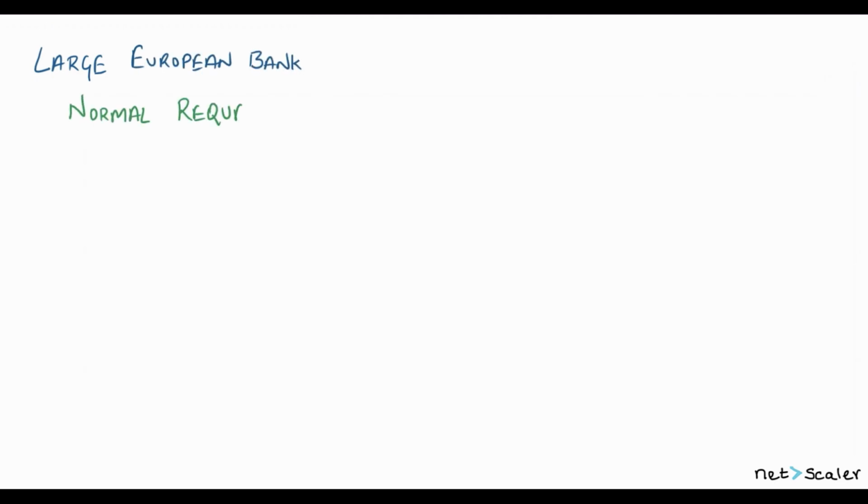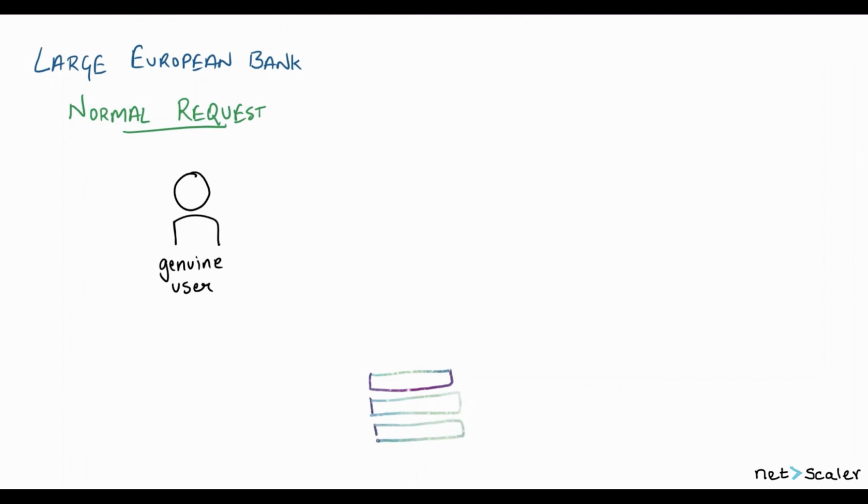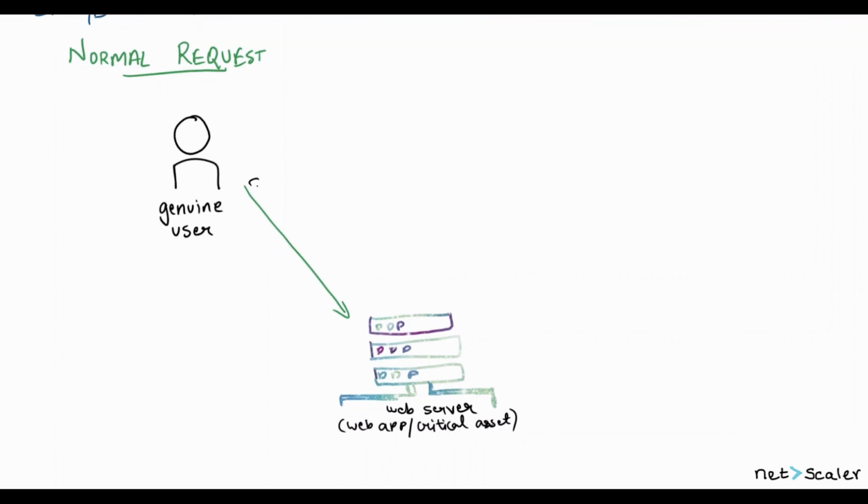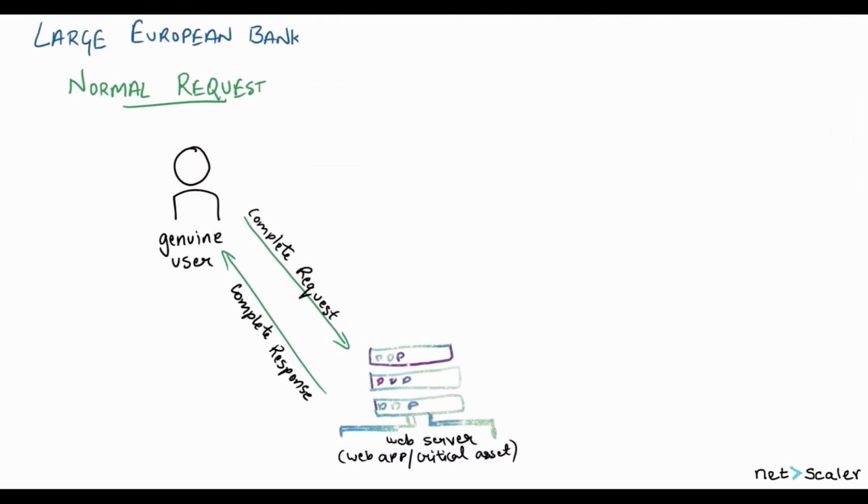But before we get into the details of the attack, let's take a look at what a normal request looks like. Typically there would be two entities: a genuine user wanting to access certain web services, and a web server that hosts either a web application or a critical asset of your organization. The genuine user sends a complete request and the web server in return sends a complete response.